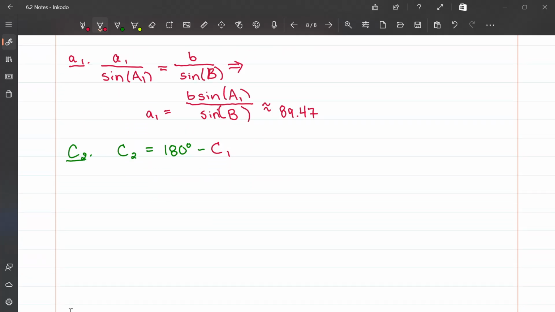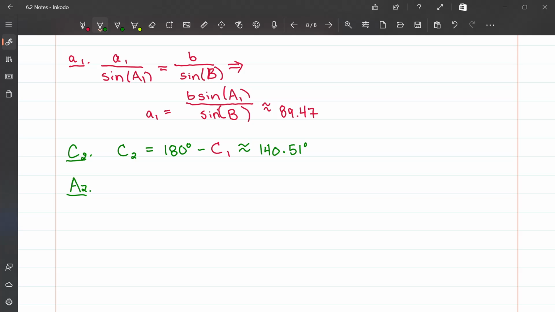Since we know that C2 is the supplement to C1, all we have to do is recall the calculation that we did to get C1, and we can subtract that from 180, and that will give us approximately 140.51 degrees.